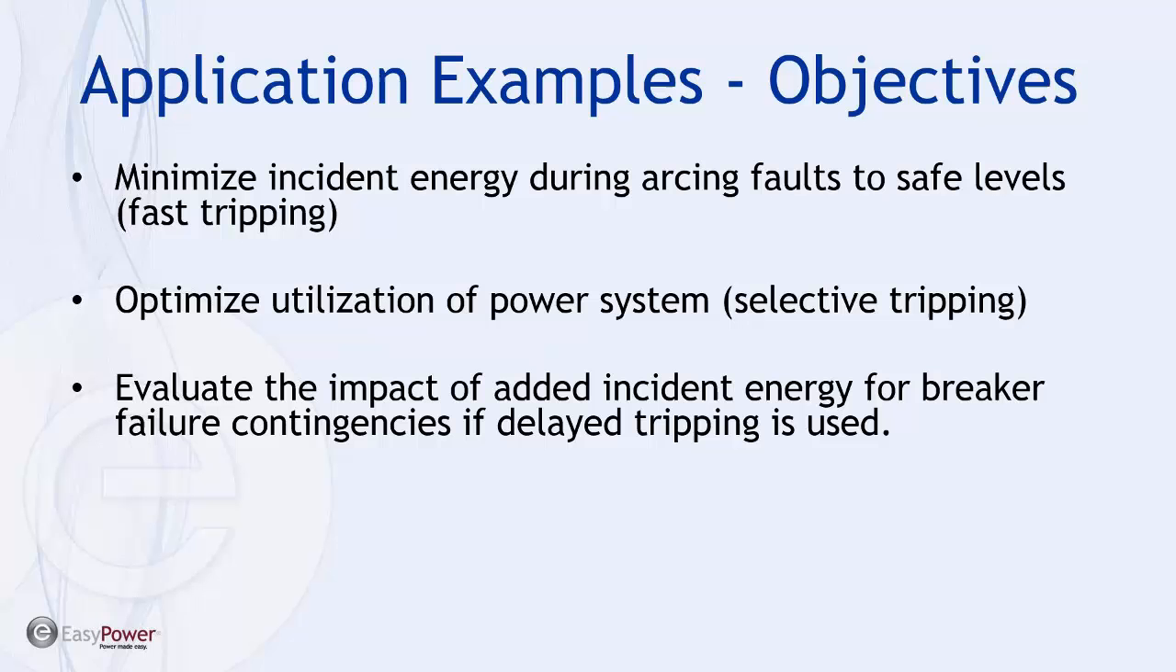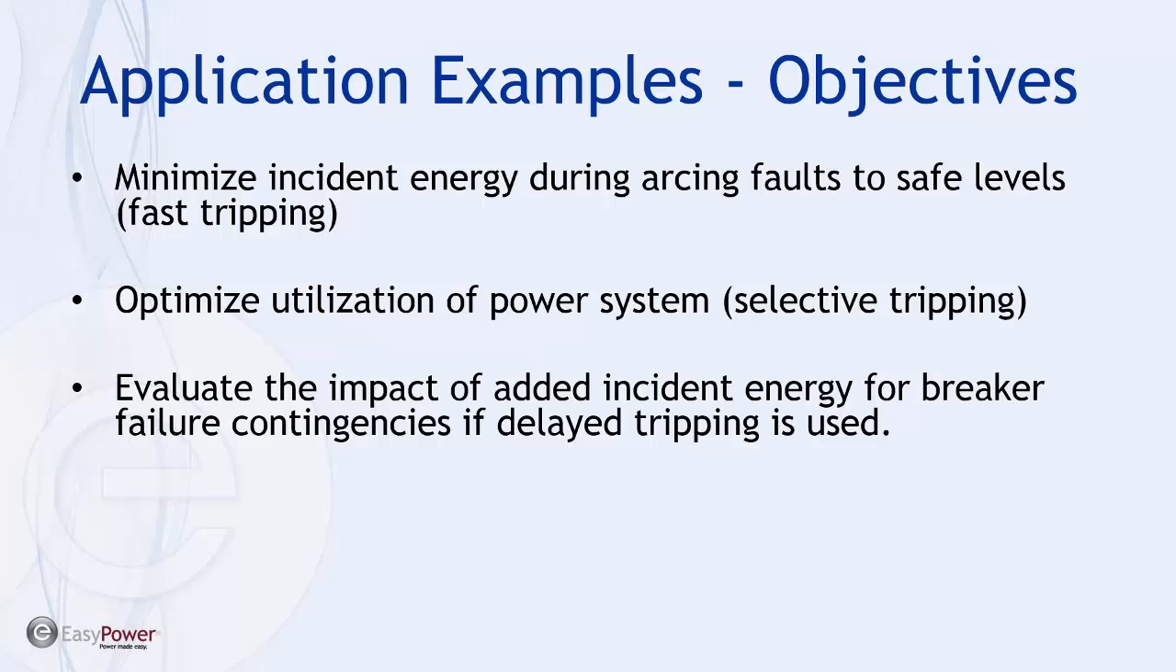The main objectives here are to minimize the incident energy, of course, to safe levels. That's done by fast clearing times, fast tripping. We also want to optimize utilization of the power system, and that can be done with selective tripping. The other thing that's also important to look at is we have to evaluate the impact of added incident energy for breaker failure contingencies if delayed tripping is used.